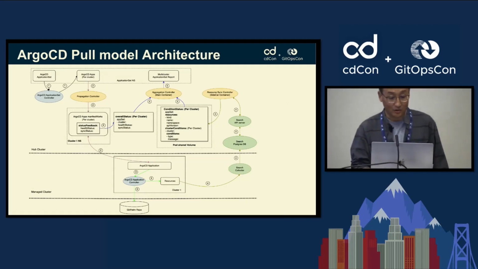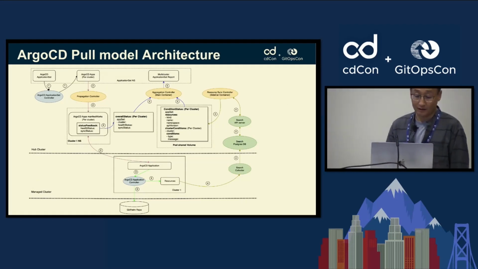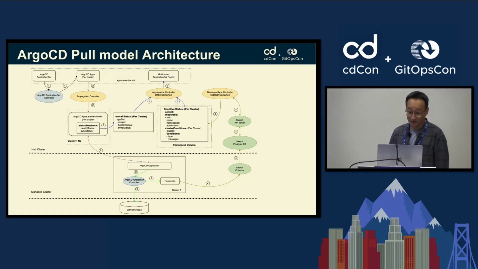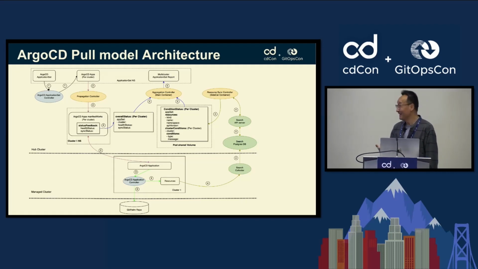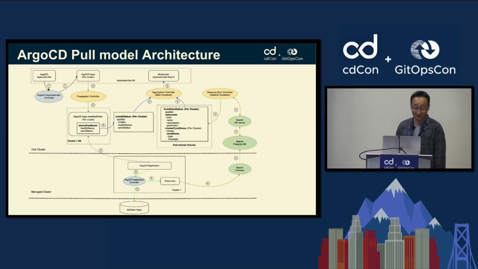Okay, so here we can see this is the whole ArgoCD pull model architecture. So that looks very complicated. There are a lot of workflows, but let me try to break it down into three major parts. The first one is located here. We call it propagation. And actually, we have the local propagation and the remote propagation. I will talk about it in detail later in the next slides.